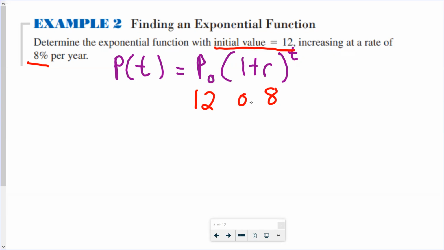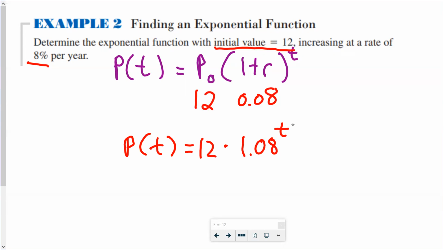Is it 0.08? Sorry. Yes, awesome. I think I got like 3 people at the same time. Thanks, guys, for participating. And you were spot on. So P of t is going to be 12, and when I do 1 plus 0.08, I'm going to get 1.08, and that's raised to the t.